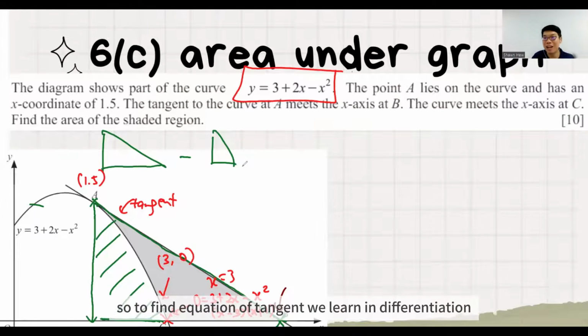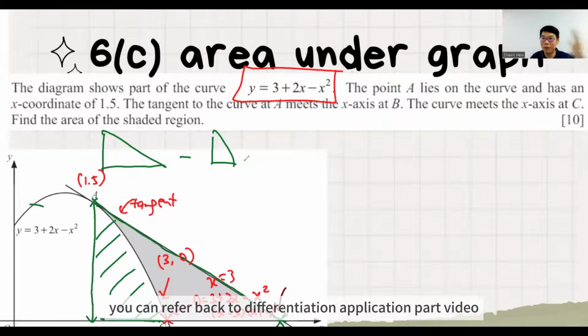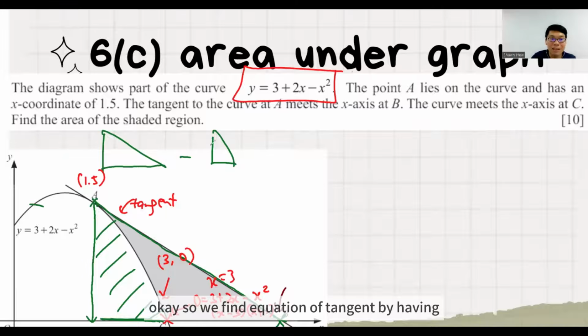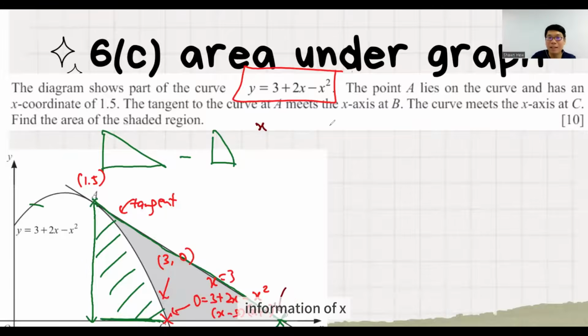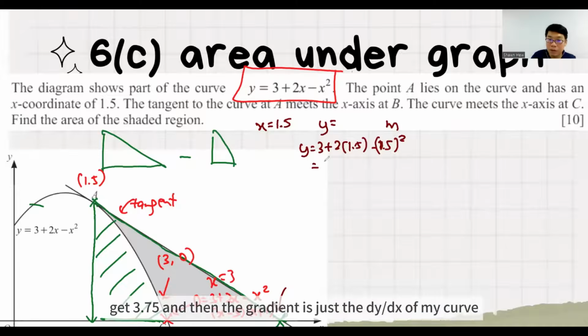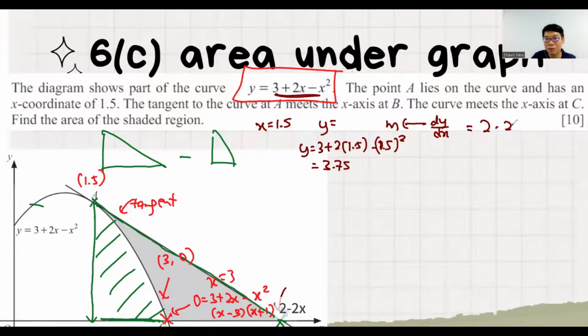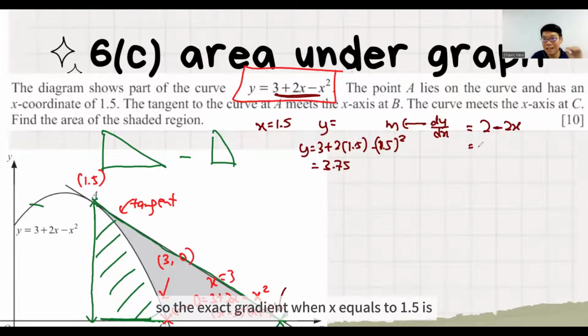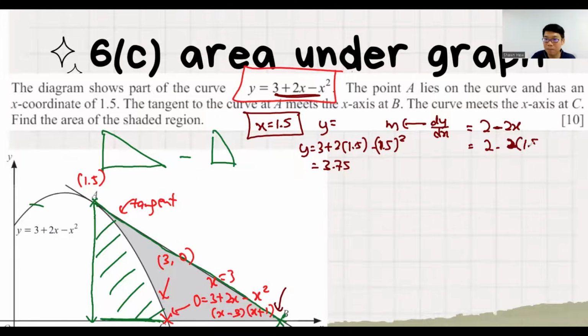So to find the equation of a tangent, we learn in differentiation. You can refer back to the differentiation application part video. Okay, so we find the equation of a tangent by having information of x, y, and gradient. X is given as 1.5. Y, we can substitute in here. Get 3.75, and then the gradient is just the dy/dx of my curve, 2 minus 2x. So the exact gradient when x equals 1.5 is -1.